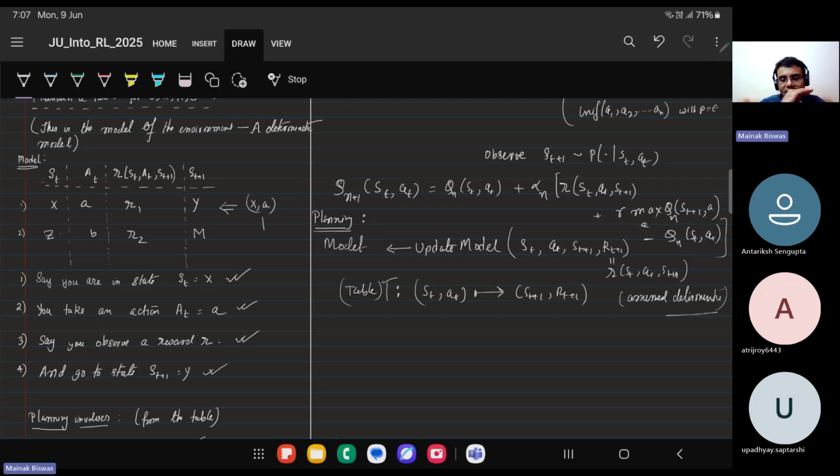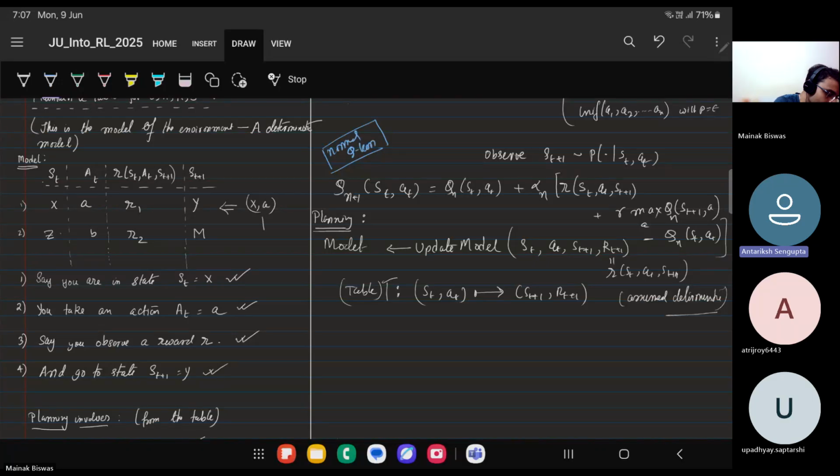As soon as I see a state, action, reward, and next state, I can put it in a table, yes or no? The normal Q learning happened up to this. This is normal Q learning. Yeah, the normal approach is clear.